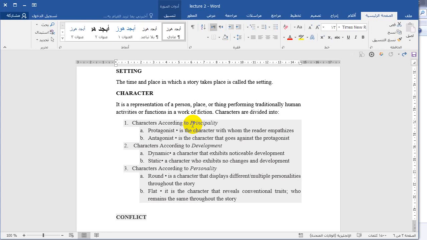Static, no, he is a character that has no development at all. From the beginning till the end he is the same. Also we have characters according to the personality. Personality, I mean we have sometimes a round character.